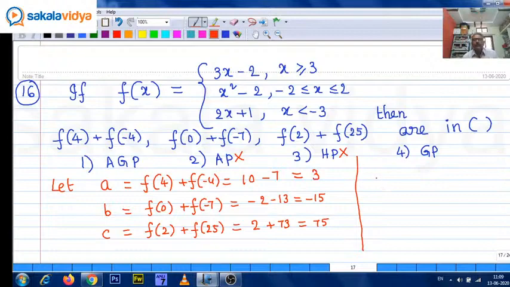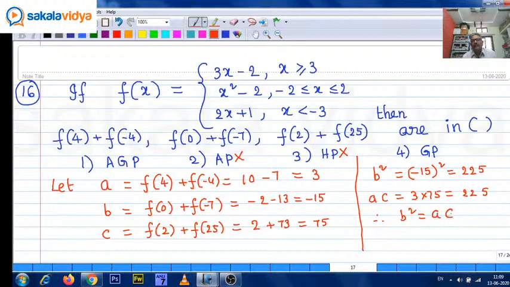So now find the B square value. B square is minus 15 square, which is equal to 225. Find AC, 3 times 75, that is 225. Therefore B square is equal to AC. Therefore A, B, C are in geometric progression. Thank you, Suma.